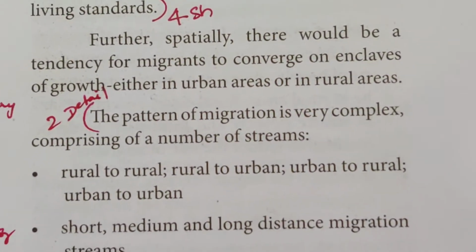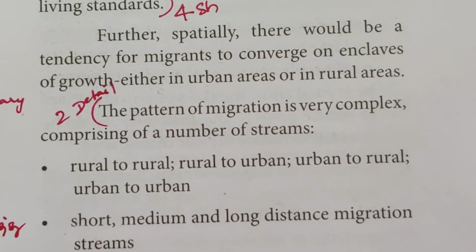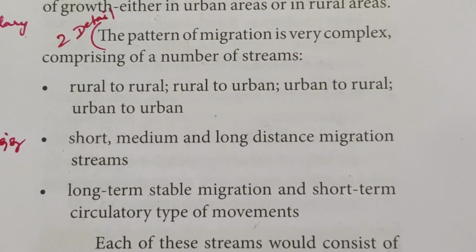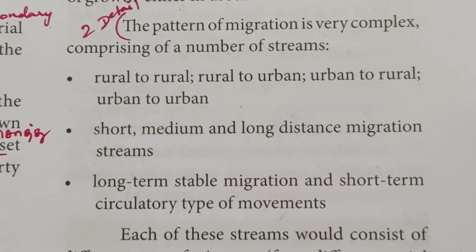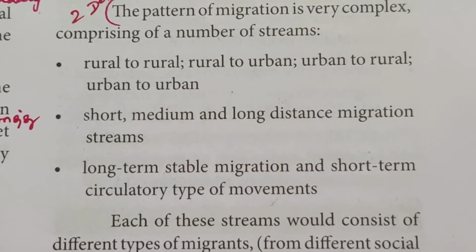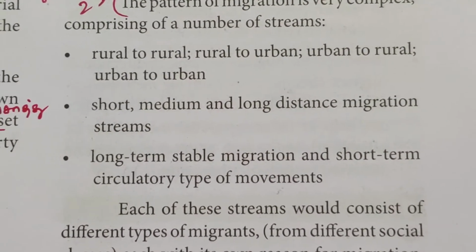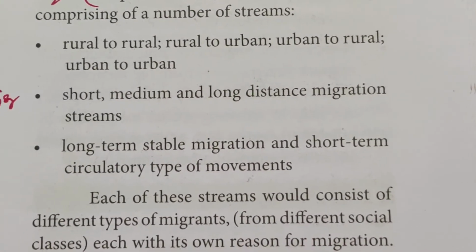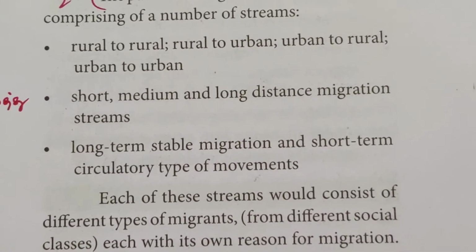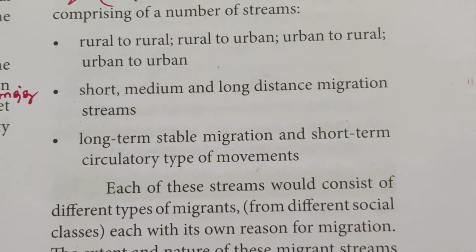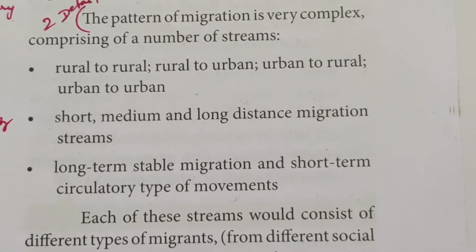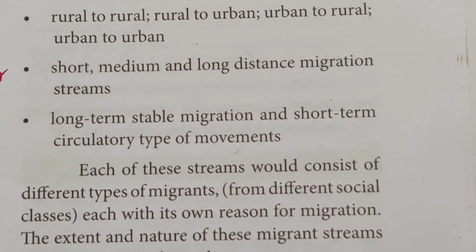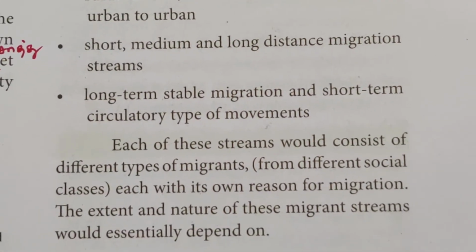Further, spatially, there would be a tendency for migrants to converge on enclaves of growth either in urban areas or in rural areas. The pattern of migration is very complex, comprising a number of streams. What are they? Rural to rural, rural to urban. Rural means the village, urban means town or city areas. Urban to rural, and then urban to urban. There are short, medium and long distance migration streams. Long-term stable migration and short-term circulatory types of movements are also there.